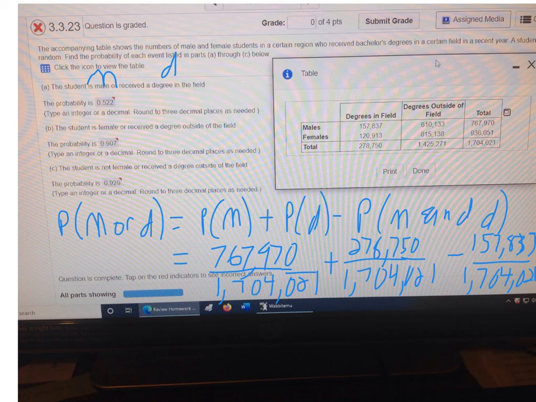Oh, I saw your question here. You click on that little icon and get this table here. And you're asked probabilities about this two-way table or contingency table.